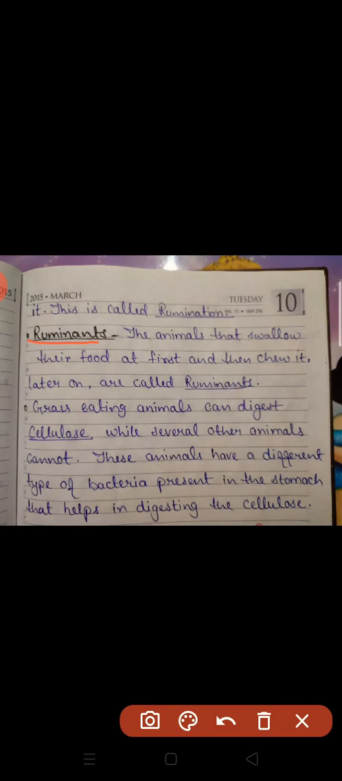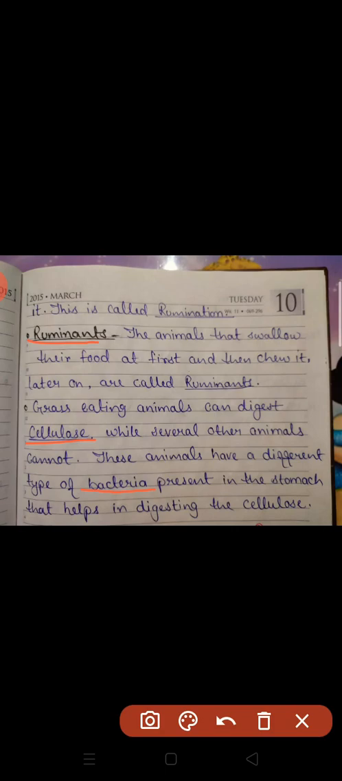Now, grass-eating animals can digest cellulose, which is a carbohydrate. Cellulose is present in leaves and grasses, and it can be digested by grass-eating animals only. We humans cannot digest it because we do not have a different kind of bacteria which is present in the stomach of these grass-eating animals or ruminants. These bacteria are not present in our stomach. So cellulose, this type of carbohydrate, can be digested by ruminants only.